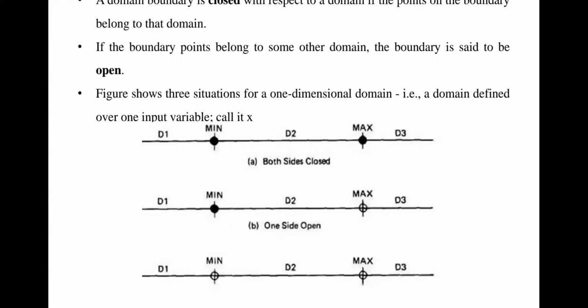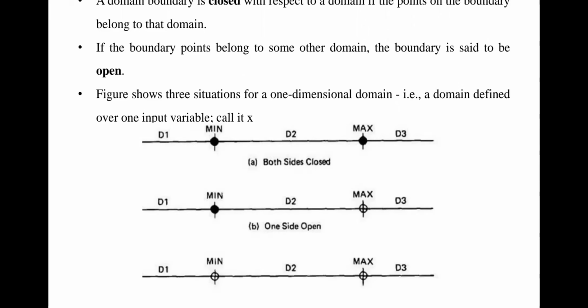Okay, so the next one is one side open, one side closed. That means when one point is open, the boundary is said to be open with some other domain. This domain is not related to D2, it's related to D3, this boundary point. That's why this is open. This minimum point is only related to the D2 domain boundary. That's why it is closed and this is open. So when two points are open, D2 does not close with its own boundaries. That's why both are open.